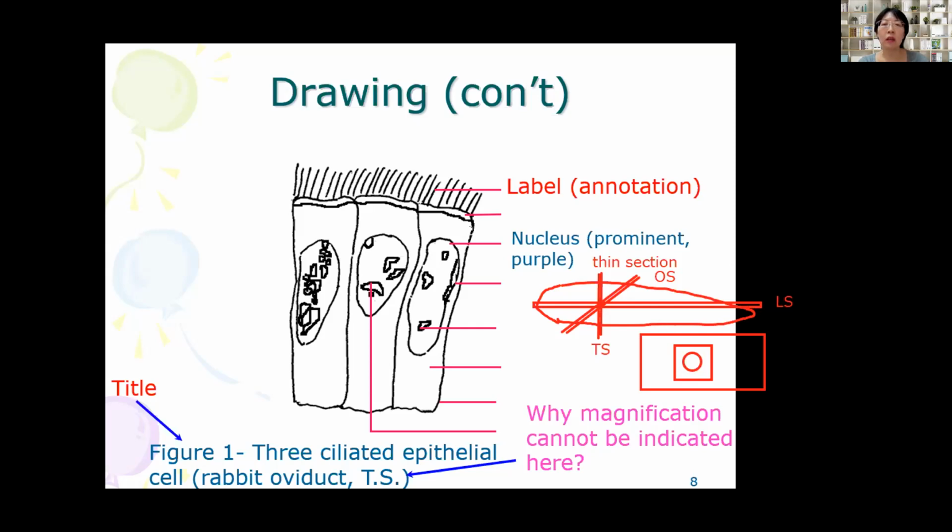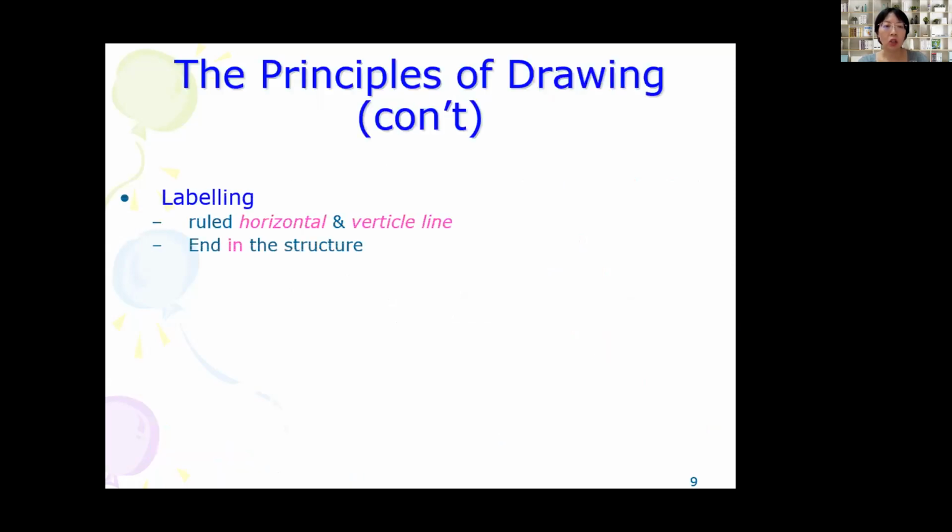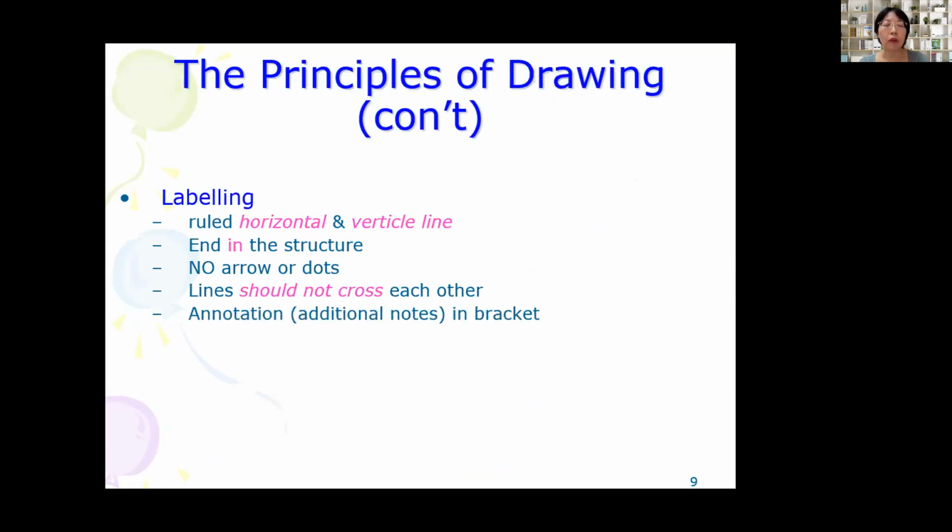Because with a different section, the shape of the cell will look different. So for labeling, I already said you must use a ruler to draw the label line. Use horizontal or vertical lines. It must end inside the structure. And there must be nothing additional on the line. That means don't add an arrow, don't add a dot. It's just a pure single line. And the lines should not cross each other. And if you annotate with the label, annotate in brackets.